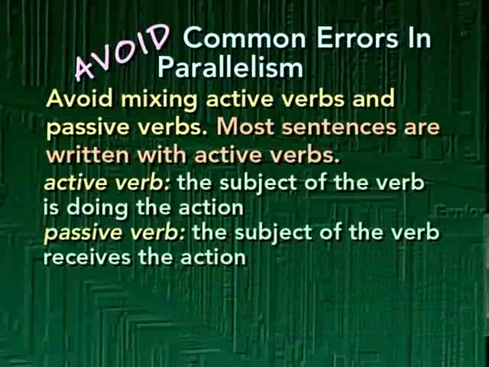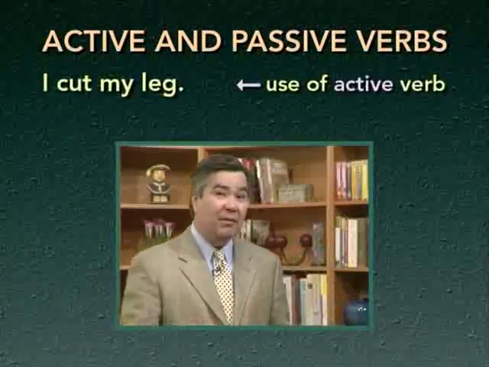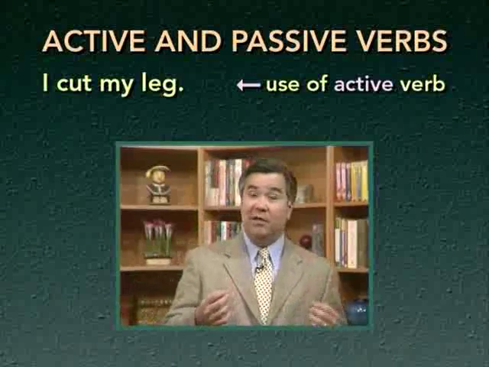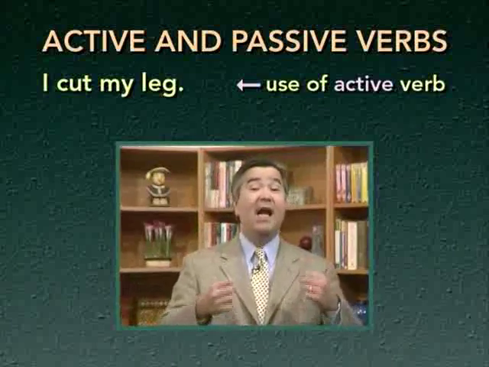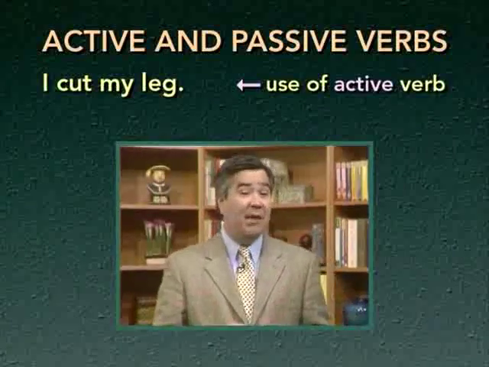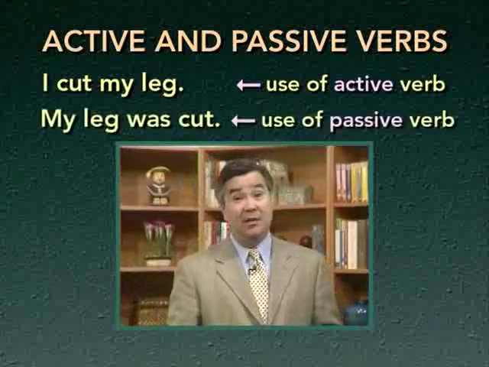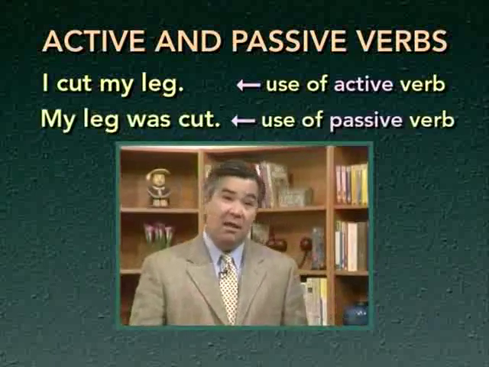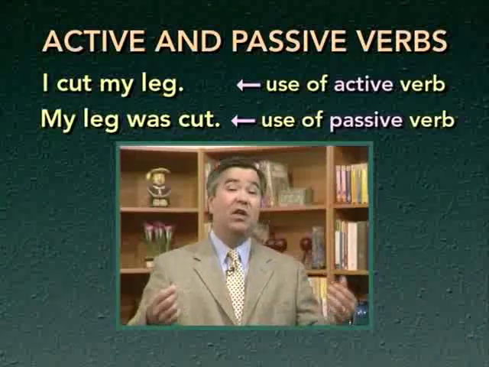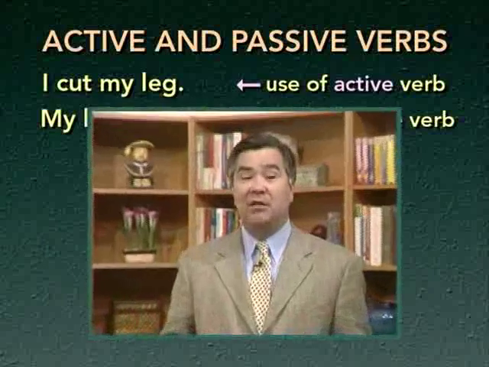receives the action. So, for example, if I say, I cut my leg, I'm using an active verb because the subject of the verb cut is I. I am the one doing the action. On the other hand, if I set up that same idea using a passive verb, I might say, my leg was cut. Notice the difference. My leg is the subject of the verb, and it is receiving the action of being cut. That's the difference between an active verb and a passive verb.